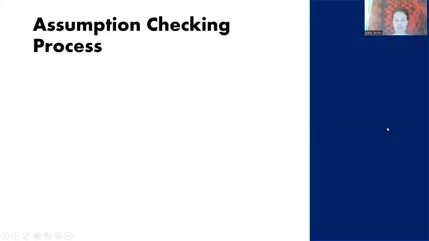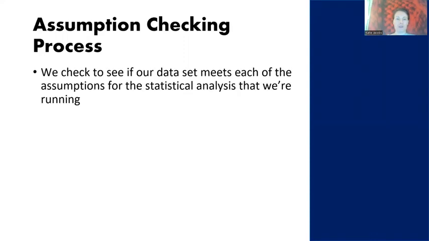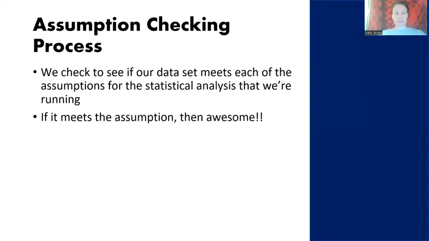All right, so the assumption checking process, we check to see if our data set meets each of the assumptions for the statistical analysis that we're running. So the one sample z-test has different assumptions than we'll see with our one-way ANOVA whenever we get there, or our Pearson product moment correlation, or linear regression. So I will not make you memorize which assumptions go with which analysis, but you should know how to check for each of these assumptions.